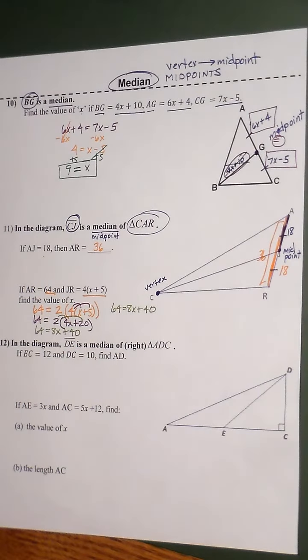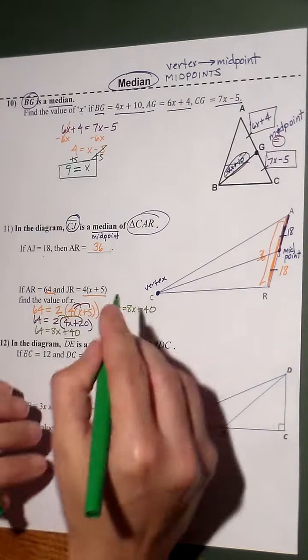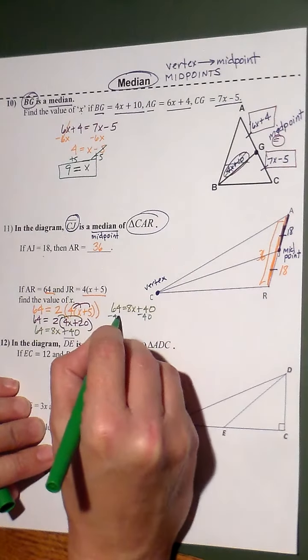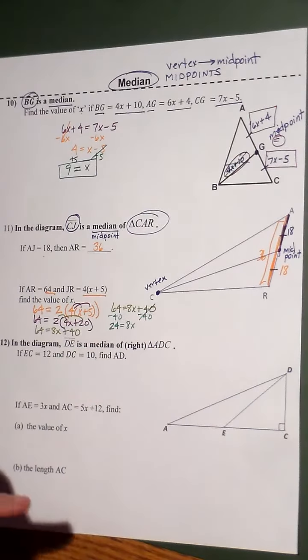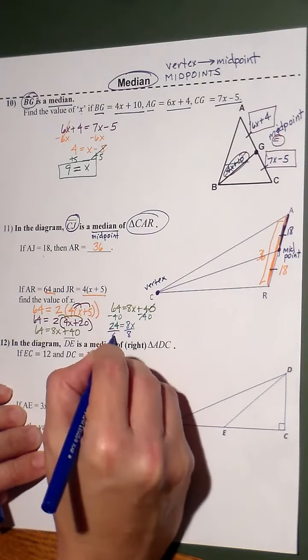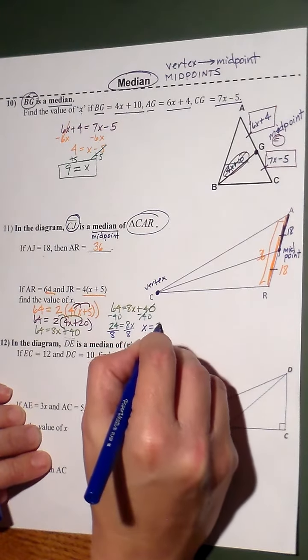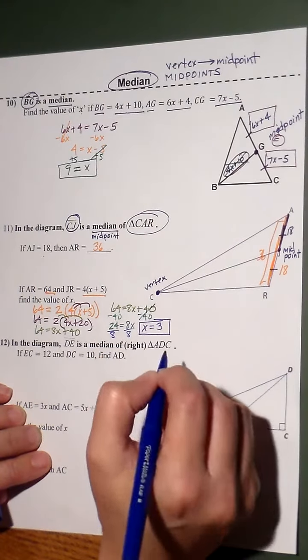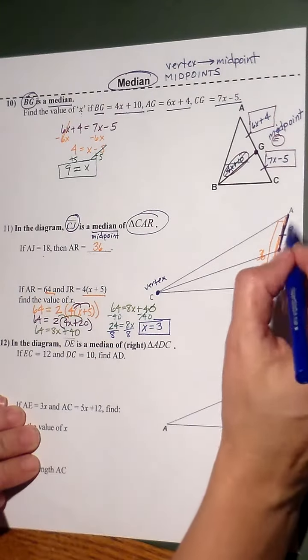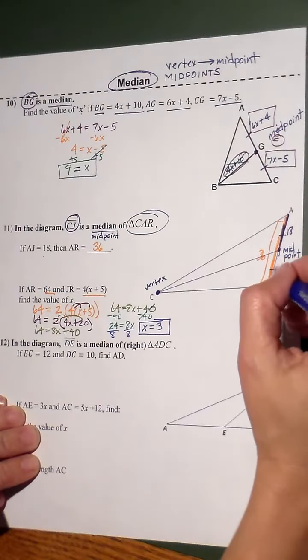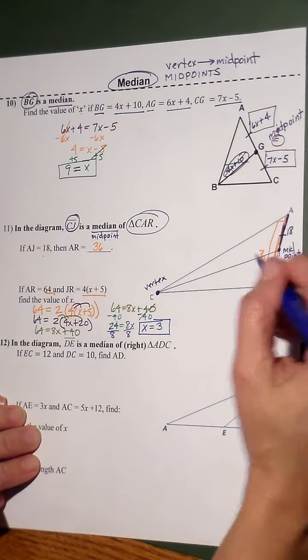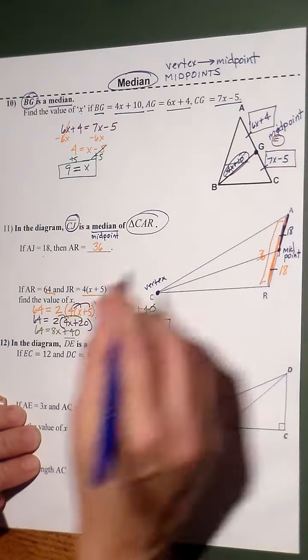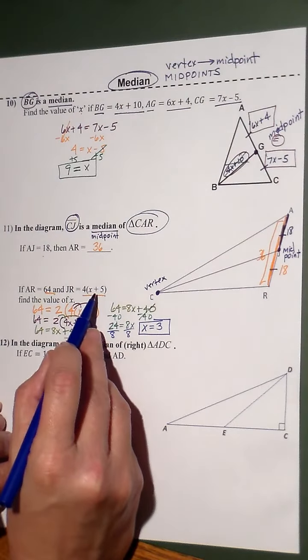And so now I'm going to move the 40 over with the 64 to get the 8x by itself. And I got 8x equals 24. So for my last step, I'm going to divide both sides by 8. So x equals 3. So 64 is the whole side. JR is just this part. And because this is a median, it's a midpoint, so JR is actually 1/2 of the whole thing, or the whole thing is equal to twice what JR is.